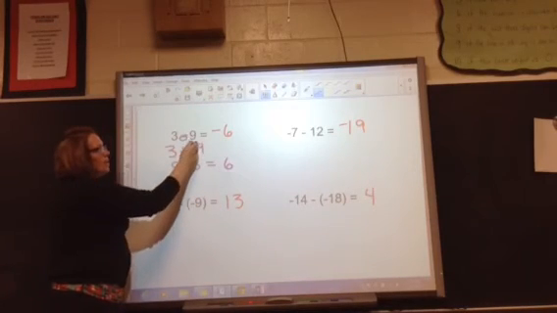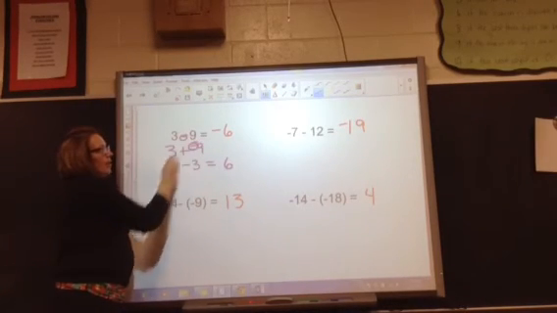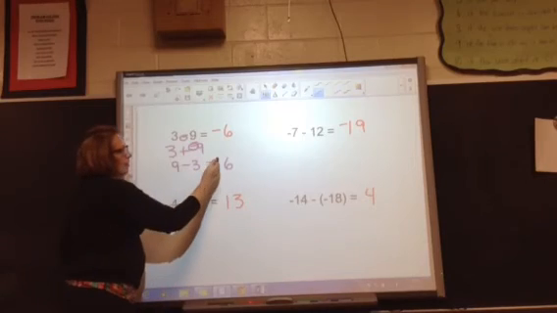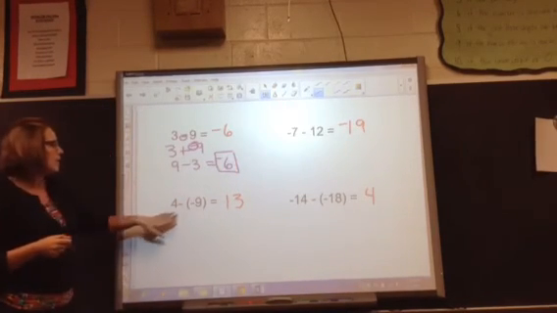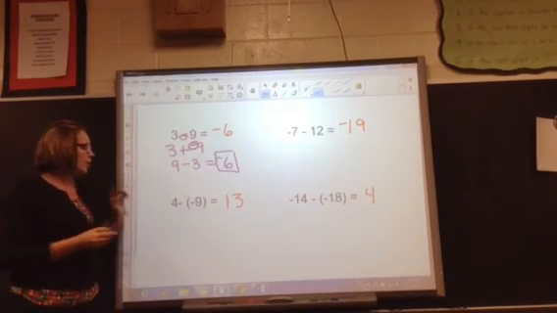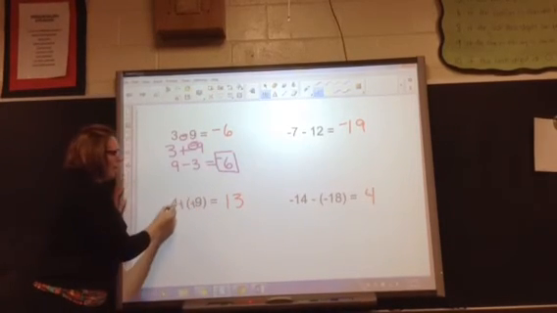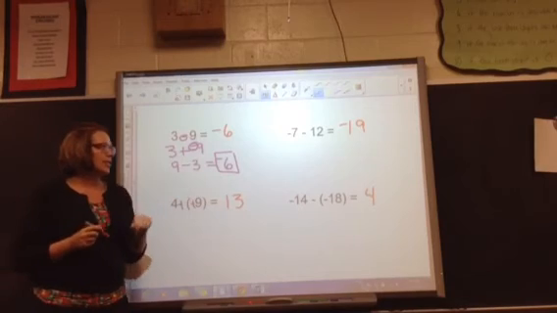Keep the sign of the bigger number. That 9 is larger and it's negative. So there's how we got that answer. So hopefully you got negative 6. On this next example, when I change it, I have 4 plus 9 equals 13.